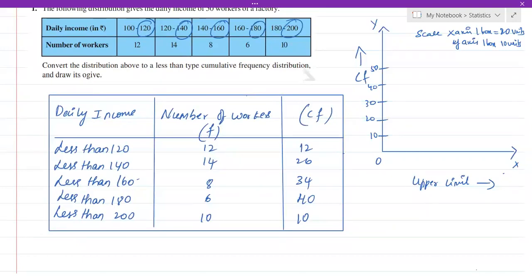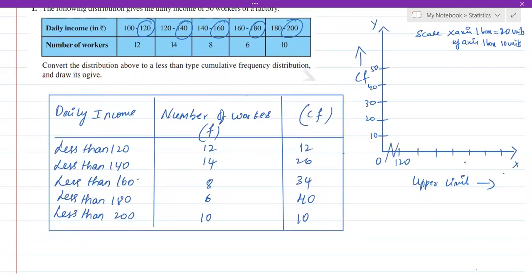You can take as many boxes as you need. Now, after 0 we have to start with 20, because we have taken one box as 20. After 0 you get 20, 40, 60, 80, 100, then 120. So instead of that, directly you can take 120 here. The values between 0 and 120 we are skipping, and since we are skipping them, we have to draw a kink here. I hope you remember this.